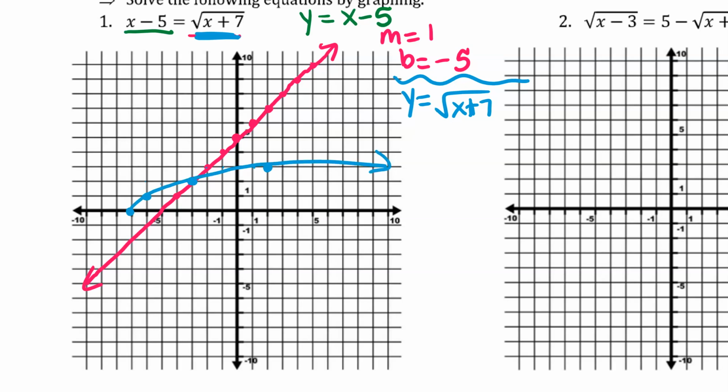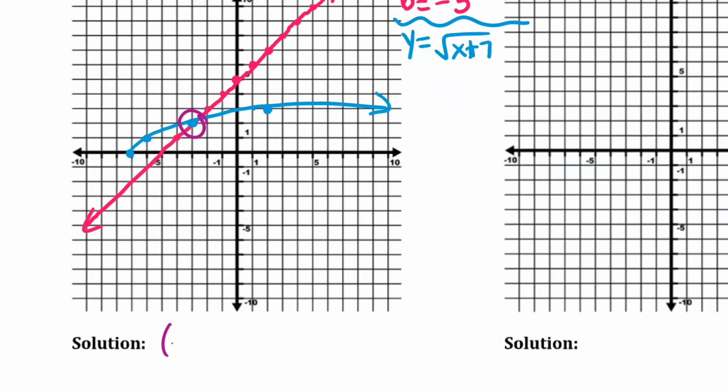And there we go. Perfect. So they did intersect in one spot. They intersected right here. So that would be my solution. It looks like that's -1, 2, 3, up 2. Perfect. So -3, +2.